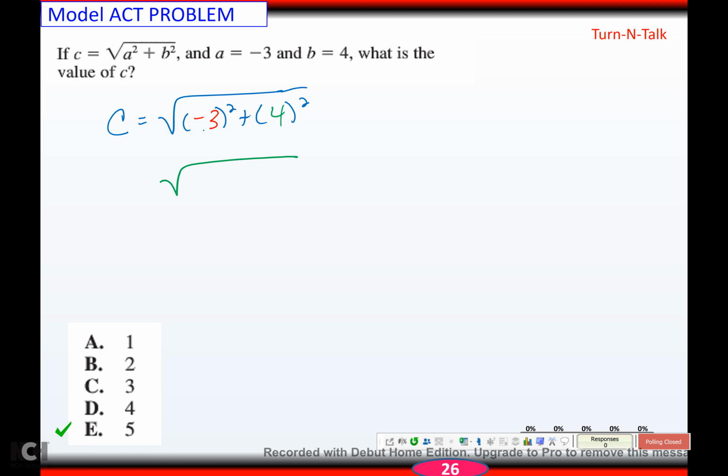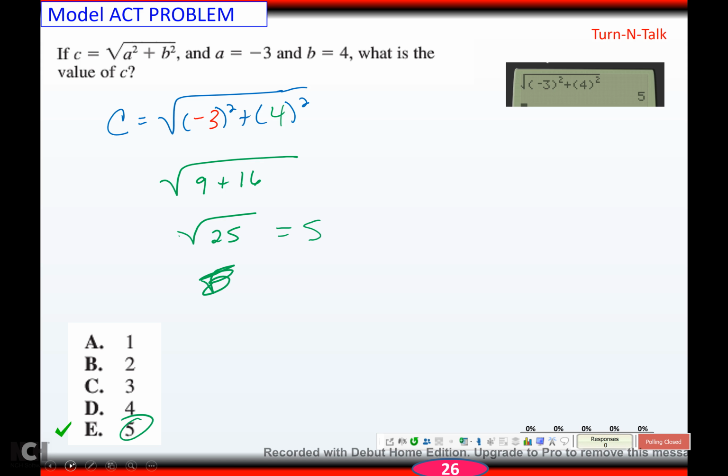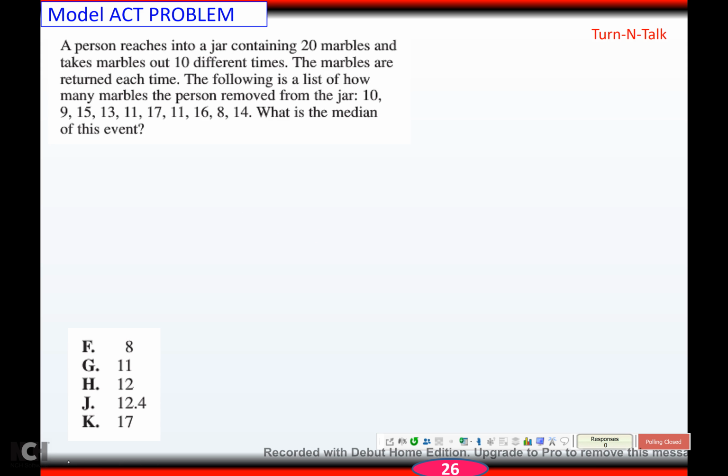That's the square root. -3 squared is +9. 4 squared is 16. 9 and 16 is 25. Square root of 25 is 5. Okay. Try this one. Hit pause. Come back when you're ready. And hopefully you got 12.